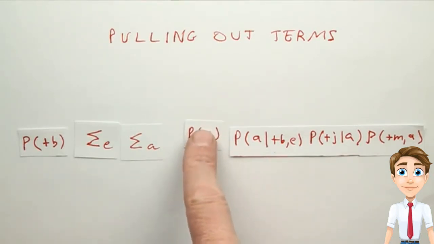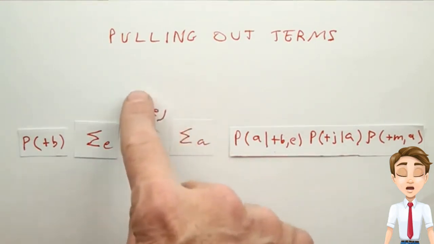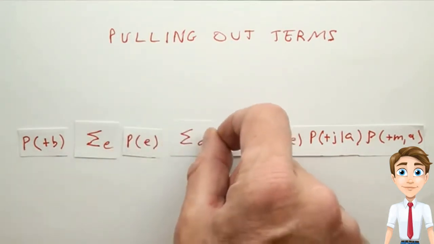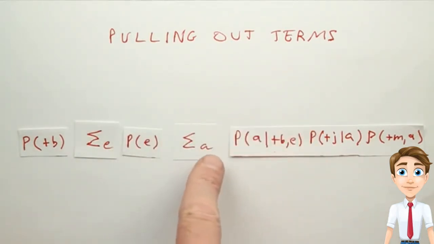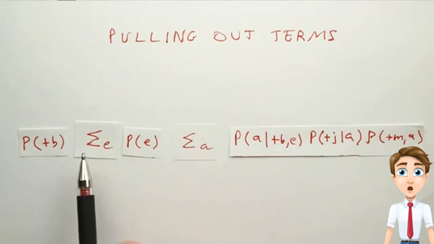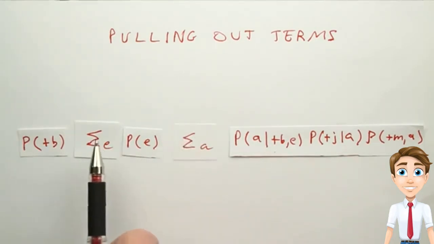We can also move this term, the P of E, to the left of the summation over A, because it doesn't depend on A. By doing this, we're doing less work. The inner loop of the summation now has only 3 terms, rather than 5 terms. So we've reduced the cost of doing each row of the table, but we still have the same number of rows in the table. So we're going to have to do better than that.